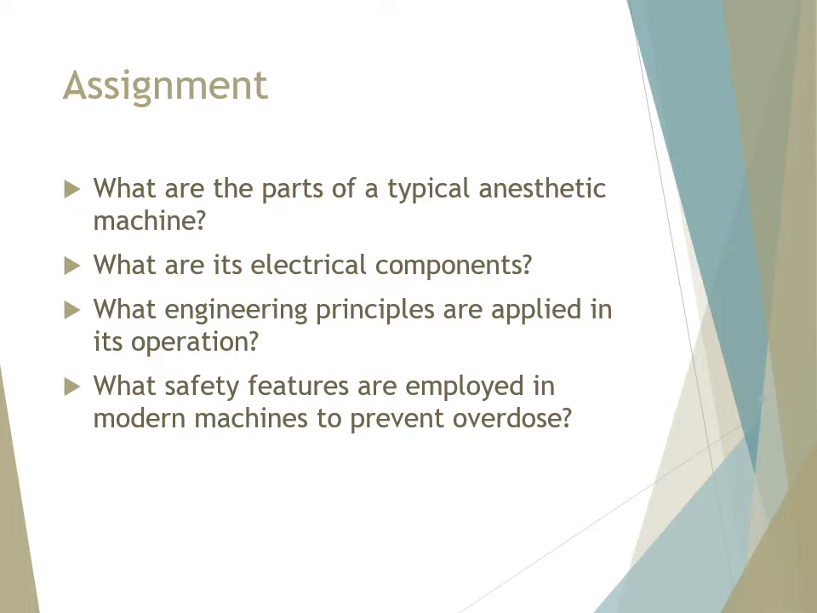So your assignment would be to look at what are the typical points and the typical parts of the anesthetic machine, and identify its electrical components and the principles. But most importantly, what we want to find out, if you can find it, is how do modern machines prevent overdose? Because these equipment keep on delivering. So how do they ensure? Is it merely the presence of the anesthesiologist who's looking at it, or are there built-in safeguards in the equipment that ensure that the patient does not get more than what is needed?